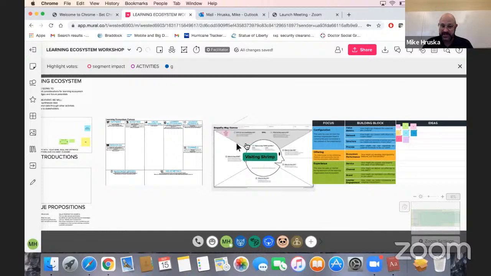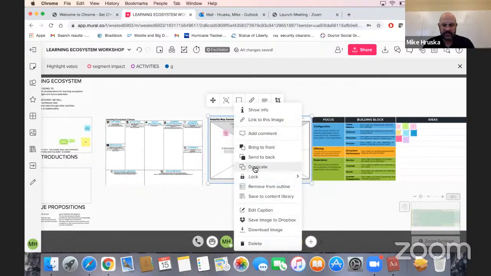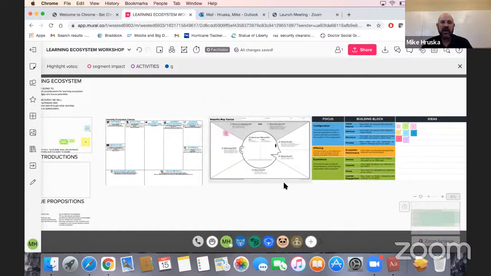But once you have your space set up, you're going to want to go back and lock everything back up. And only facilitators can unlock. That's my suggestion to you. You can do whatever you like, but if things can break, they will break at some point in time, and normally it's at the most inopportune time. So I lock that back up.